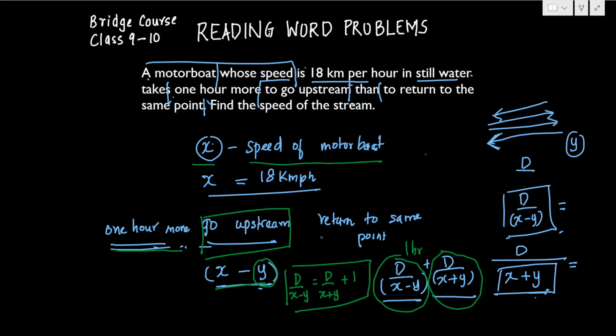And while coming down, the speed increases by how much? By y, so it becomes x plus y. And this is the time taken for going up. This is the time taken for coming down. And the difference between them is 1 hour. This is equation 1. This is equation 2. You solve them, you will get the values of the speed going up and coming down.